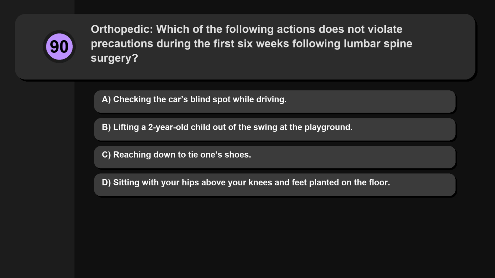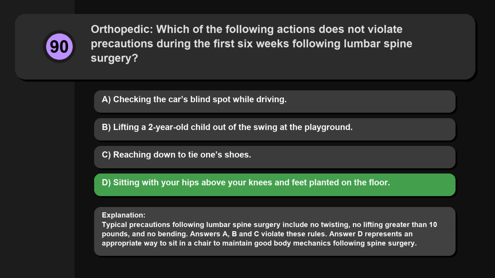Question 90. Orthopedic. Which of the following actions does not violate precautions during the first 6 weeks following lumbar spine surgery? Option A, checking the car's blind spot while driving. Option B, lifting a 2-year-old child out of the swing at the playground. Option C, reaching down to tie one's shoes. Option D, sitting with your hips above your knees and feet planted on the floor. The correct answer is option D.